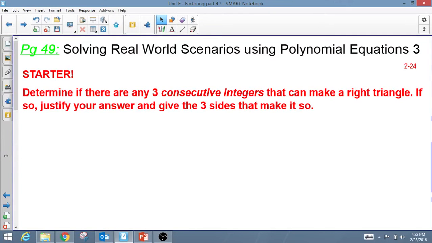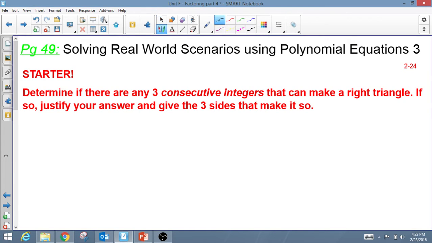Okay, so we are finishing our unit on word problems today. So we have just a few to solve. We're going to start with the starter and go over that. So we need to read the problem first. It says, determine if there are any 3 consecutive integers that can make a right triangle. If so, justify your answer and give the 3 sides that make it so.